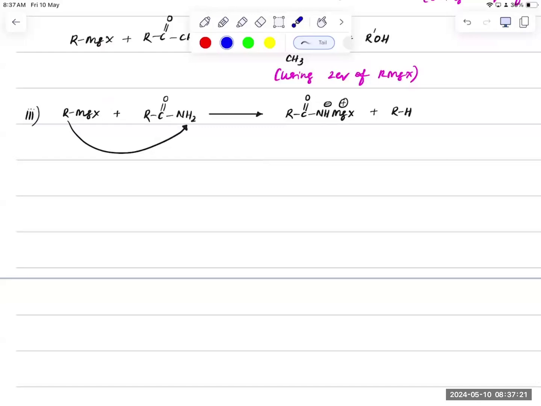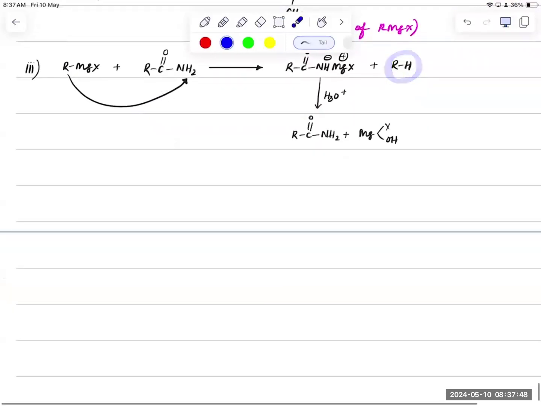So based on this, I can say the product will stop here only. If you further hydrolyze with H3O plus, again we will get RC double bond O NH2 and MgX and OH. Correct. So we will not end up getting any alcohols here, and we will simply get alkanes because it is more acidic.